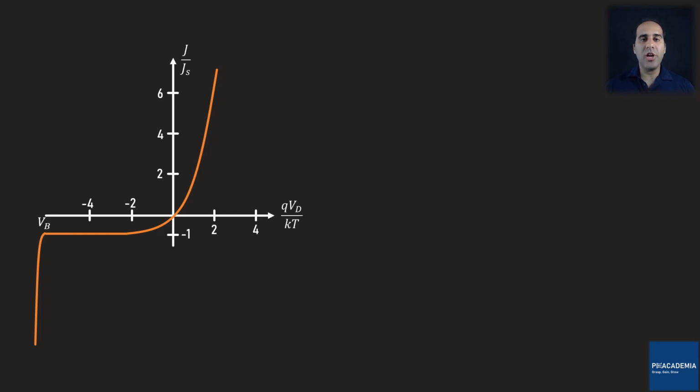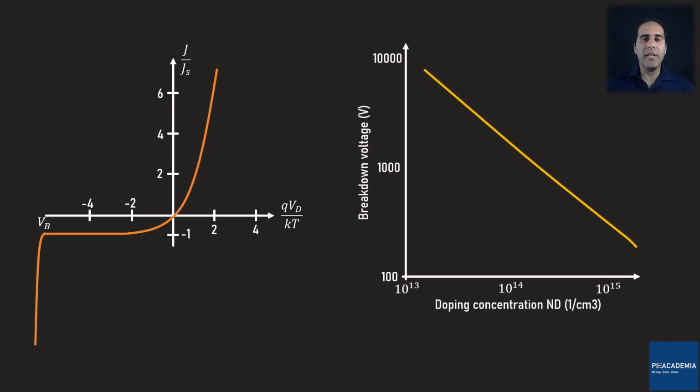Now is the time to ask a very important question. What determines the breakdown voltage in a PN junction? Well, the breakdown voltage to a large degree depends on the doping concentration, as shown in this diagram. The smaller the doping concentration, the larger the breakdown voltage. In other words, the larger the doping concentration, the smaller the breakdown voltage. Therefore, we can conclude that V sub B is inversely proportional to the doping concentration.